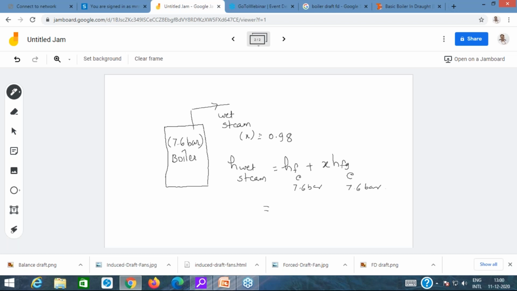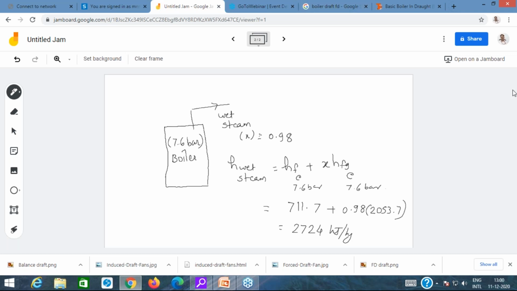So it is HF at 7.6 bar is 711.7 plus X, which is 0.98, times HFG, which is 2053.7. Okay, so that gives me the enthalpy of the wet steam, which is around 2724, about 2724 kilojoules per kg.